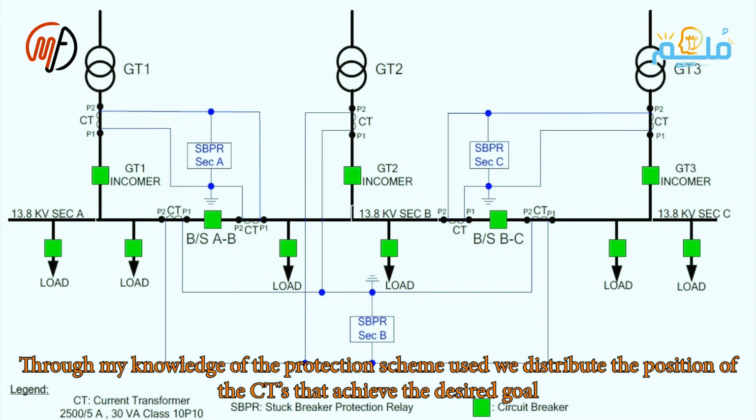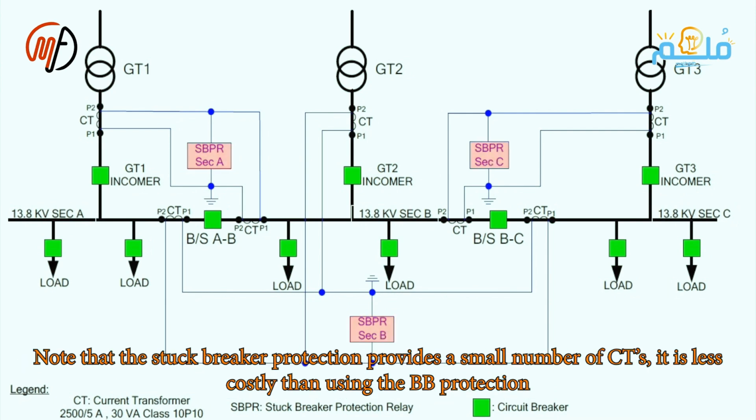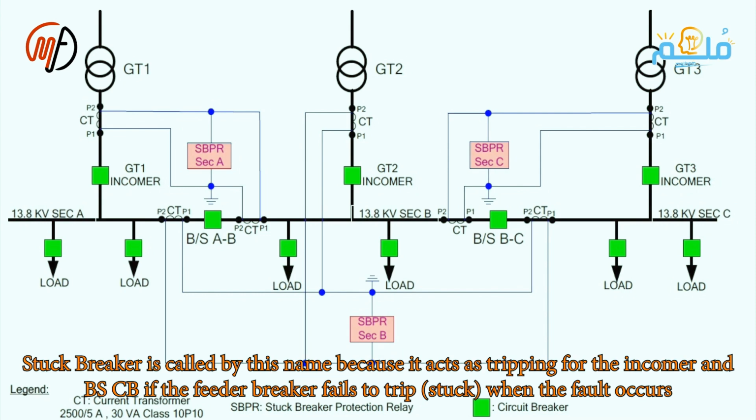Based on my knowledge of the protection scheme, which means the plan and method of protection used, I distribute the locations and connections of the CTs accordingly. We notice that using stack breaker protection saves a lot of CTs, making it less costly than using bus bar protection. It's called stack breaker because it trips if the feeder circuit breaker fails to trip, meaning it prevents operation when a fault occurs on the feeder.